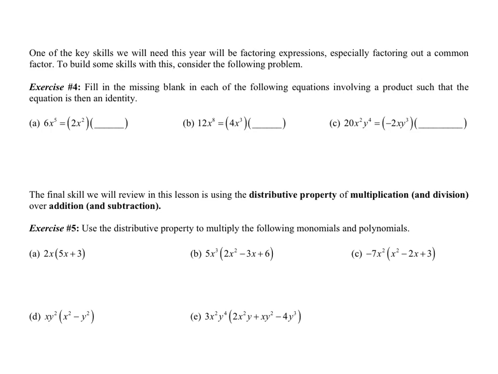To build some skills with this, consider the following problems. Example 4. Fill in the missing blank in each of the following equations involving a product such that the equation is then an identity. Identity just means that then the two sides are equal to each other. So let's not be confused by the word identity. It comes from the idea of identical. The two sides are the same. So, in other words, in this question, it's asking us, hey, if you have this product, what two things must have been multiplied together to get that?